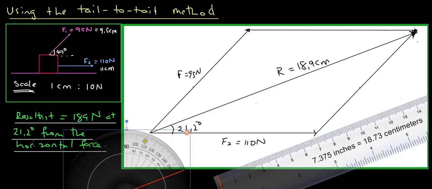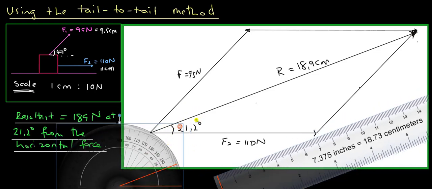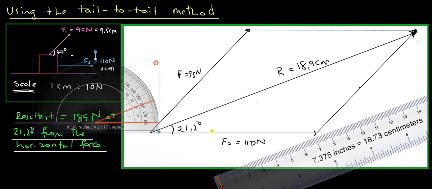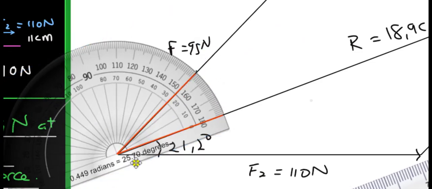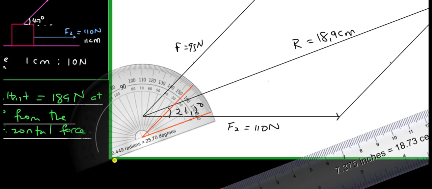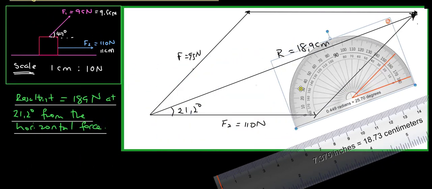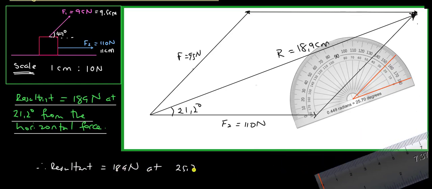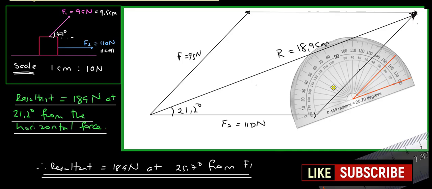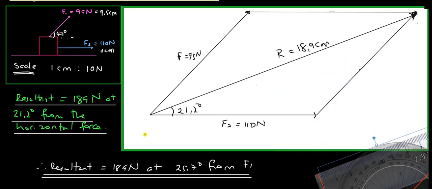All right, so you can also decide to take this particular angle here, the angle between your resultant and F1. This particular angle is 25.7. So another conclusion that you can reach, you can say my resultant is equal to 189 newtons at 25.7 degrees from F1, and then just like that you've reached your conclusion. So this is an accurate construction of your diagrams.